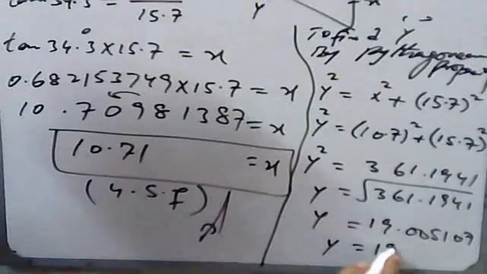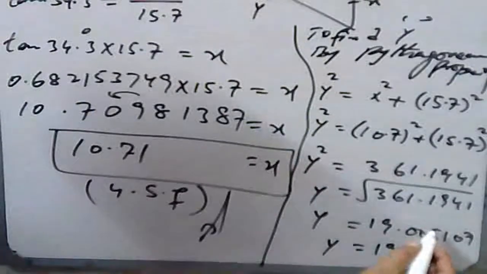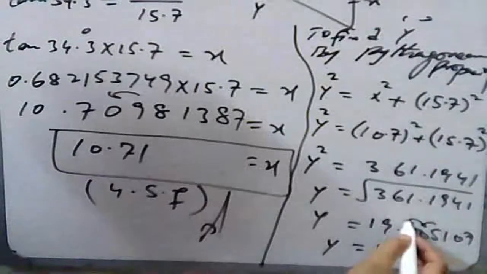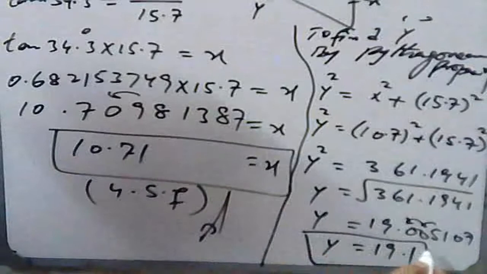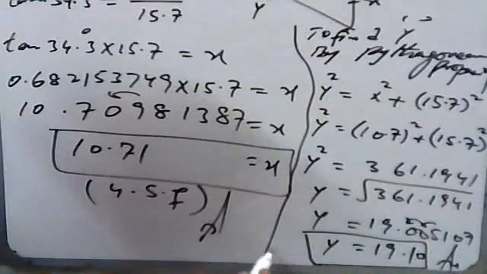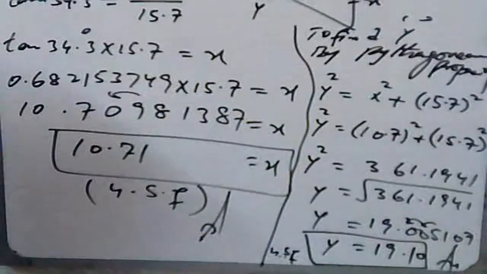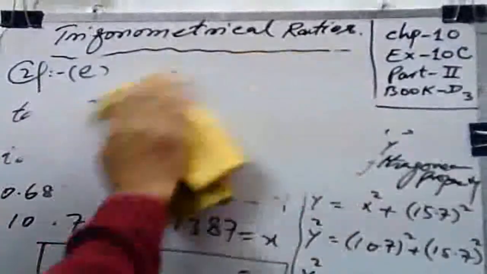So the value of y is 19.005107, but up to 4SF, that is 19.0, you have to add 1 here, it becomes 10, so here it becomes 1, so it means 19.1 and there is nothing left, so it means 0. So it means 19.10 is your 4 significant figure, that is 4SF, your required result.